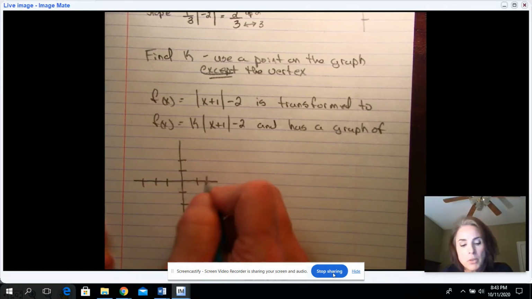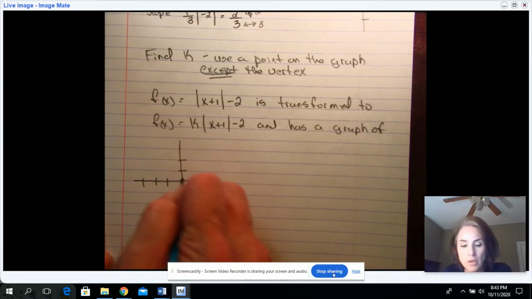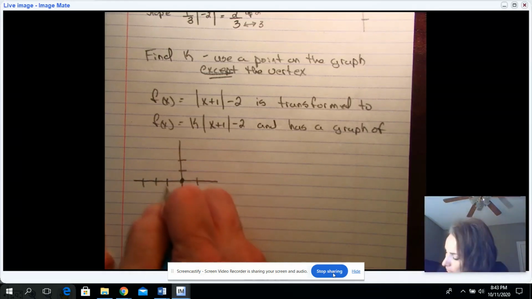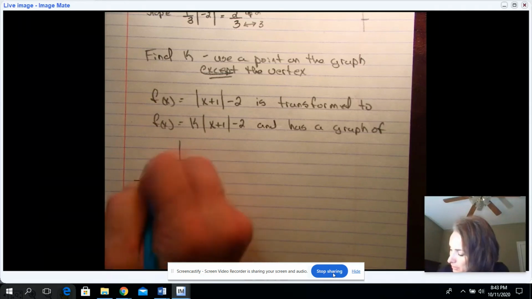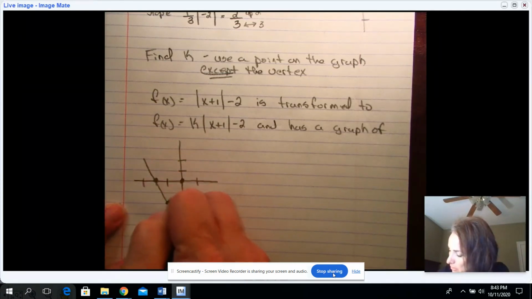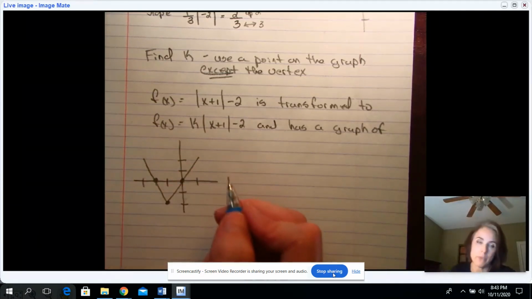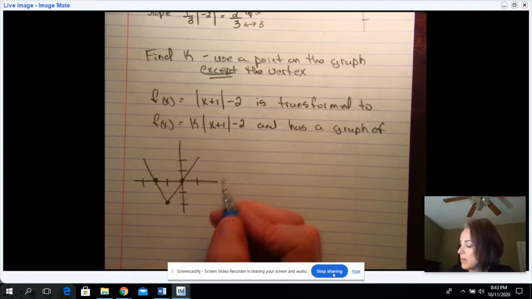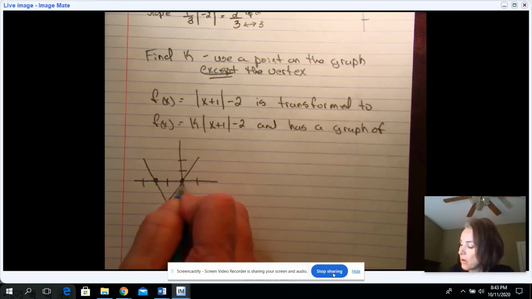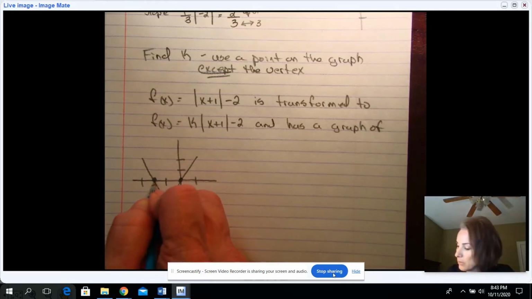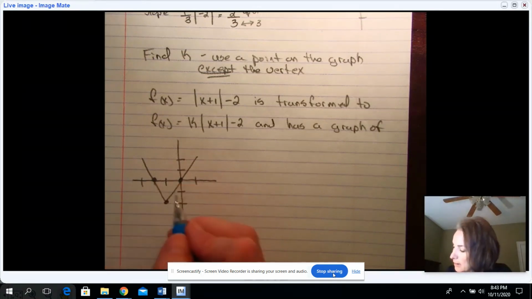All right. So put a dot at 0, 0. Put a dot at negative 1, negative 2. And put a dot at negative 2, 0. So you're going to pick a point off the graph. It needs to be an obvious one. So again, you cannot use the vertex. So you could either use 0, 0 if you want, or negative 2, 0 to find k.